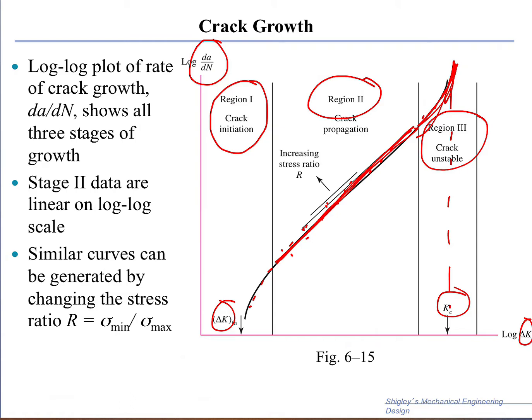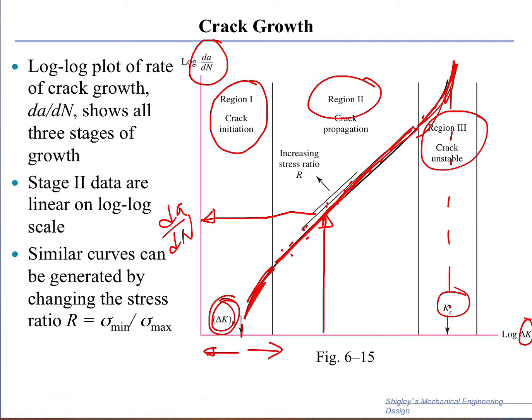So if you look at region 1, it is represented by a threshold value, delta K threshold, below which you cannot detect crack growth, and above which you have some level of crack growth. And if you get an applied value of delta K, for example, here, then you can actually find a value for dA by dN, which is the rate of growth of a crack with respect to one cycle.